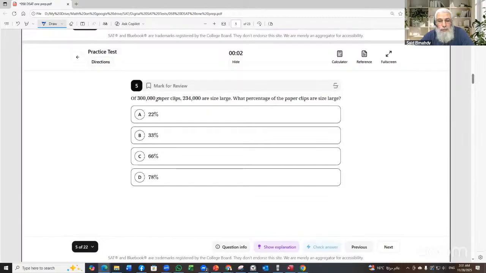Of 300,000 paper clips, 234,000 are large. What percentage of the paper clips are size large? Percent is part divided by total, multiplied by 100. So the part is 234,000 divided by 300,000, multiplied by 100. We can cancel these 3 zeros with these 3 zeros.